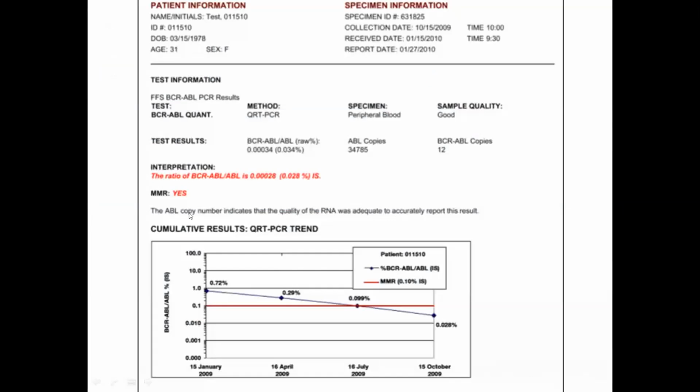Because the ABL copy indicates the quality of RNA. Was it adequate to accurately report that result? If my report has an ABL copy of beyond 32,000, and my patient has achieved a 0 transcript, I'll be pretty happy and can call it MR4.5. With a 0 transcript, if only 20,000 ABL copies are there, I could not quote it as MR4.5. It can be at best MR4. So that's also something all of us need to look into.